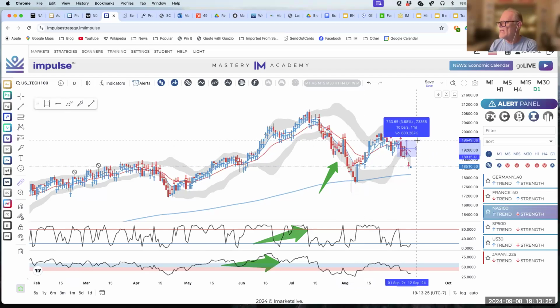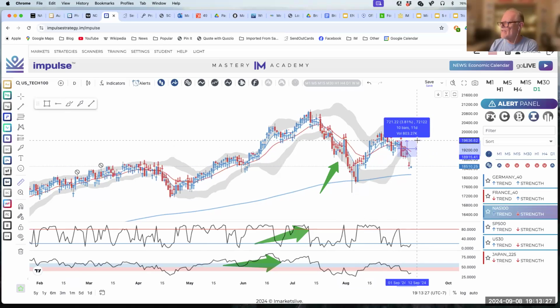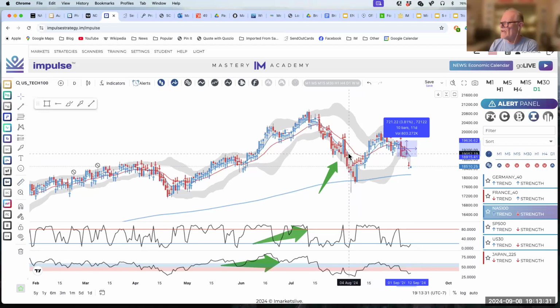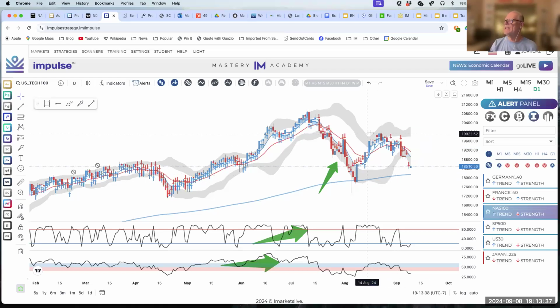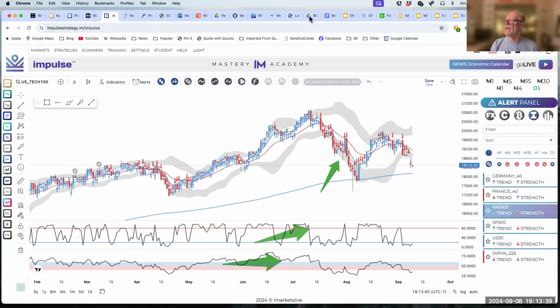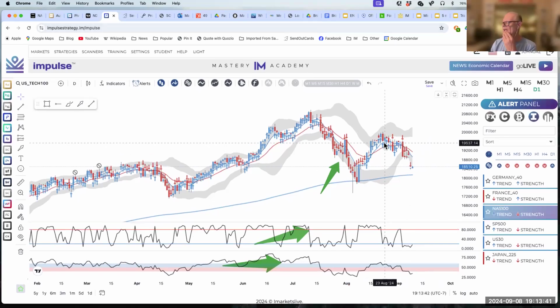It goes from here to here. It's over 700 on that day, and over 800 on this candle here. So a lot of pips in one day on the NAS. It does move very, very quickly, and you can get a lot of pips and a lot of money doing these.